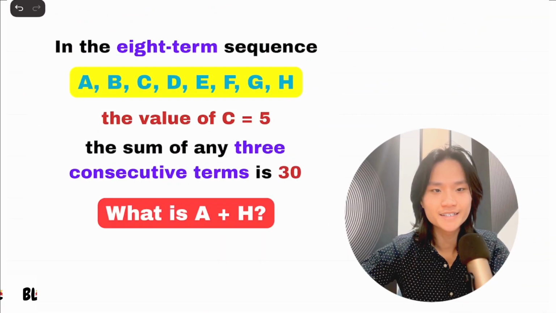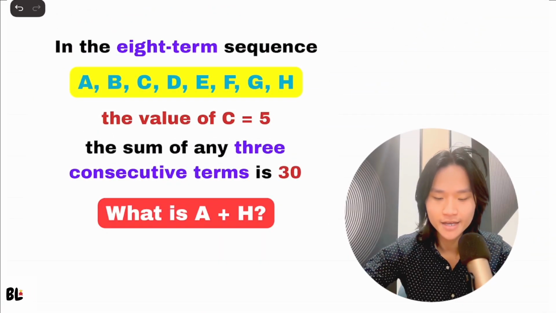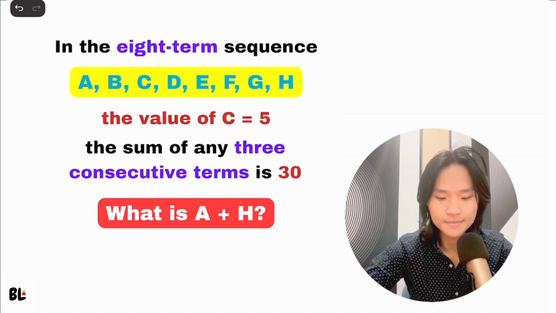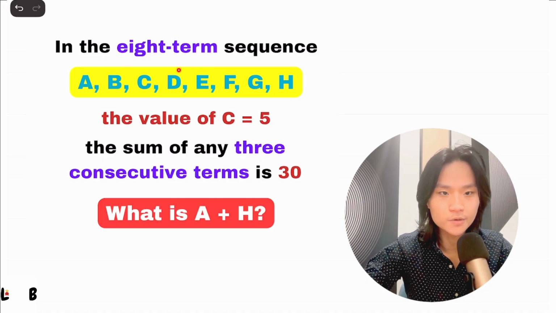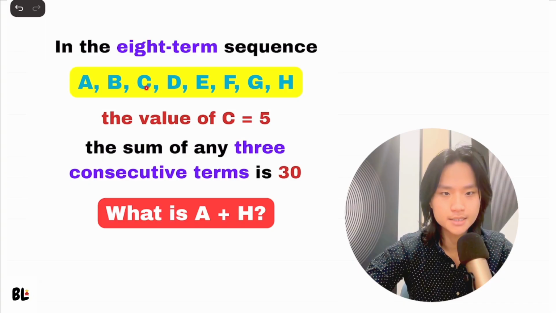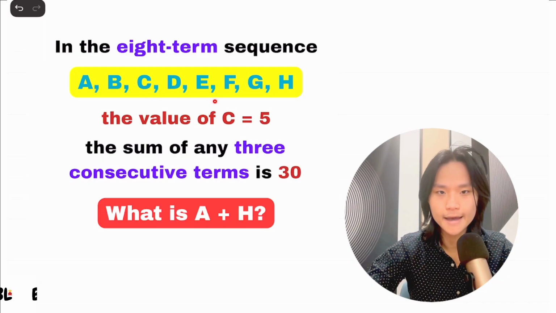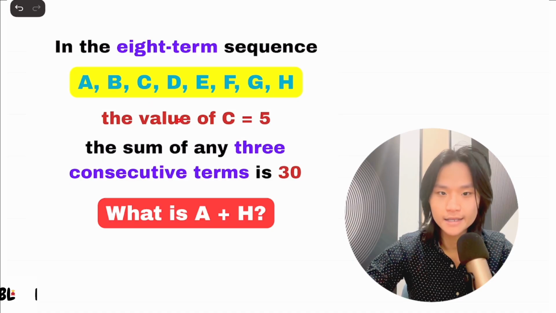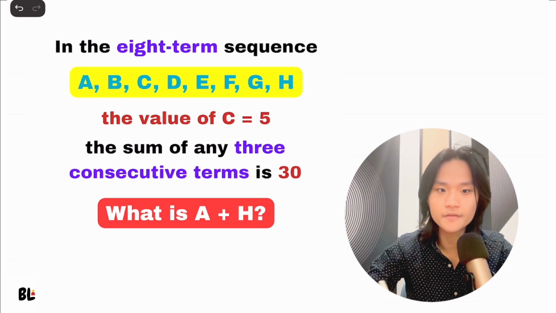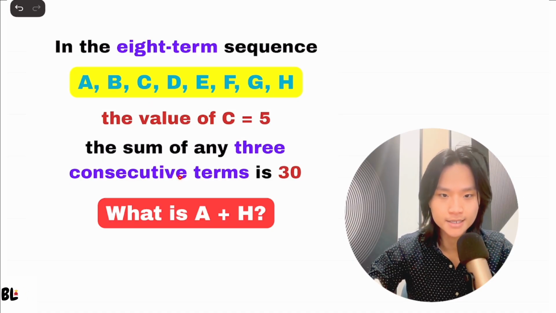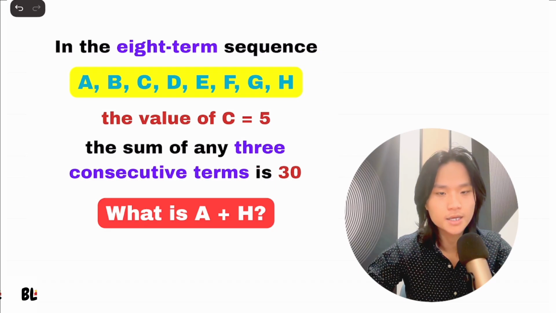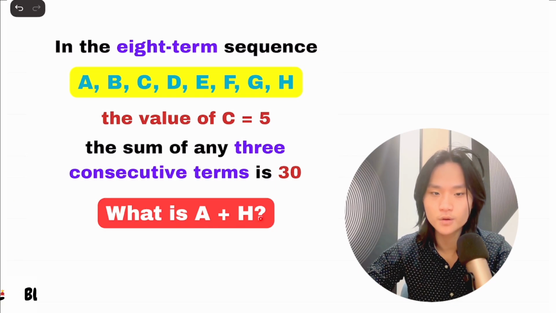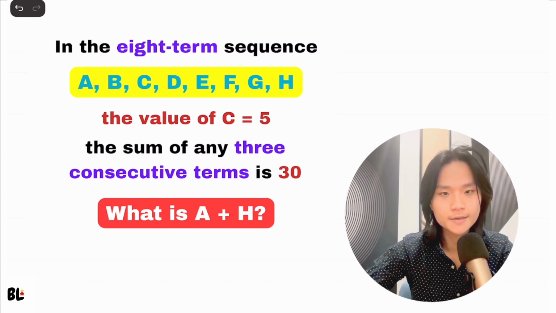Hi friends, it's Barry from Math Games, and today I have this fun algebra challenge for you. It's about the eight-term sequence A, B, C, D, E, F, G, H, and we are given that the value of C is 5 and that the sum of any three consecutive terms is 30. Given this information, we want to find the value of A plus H.